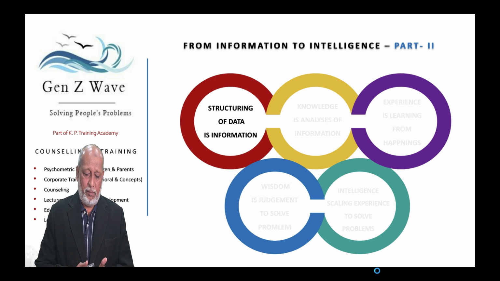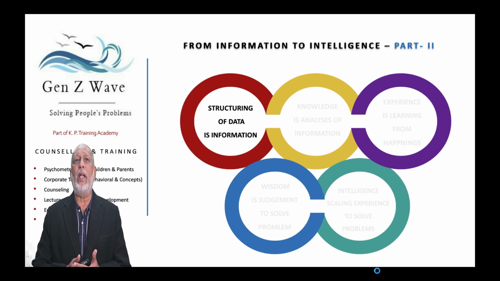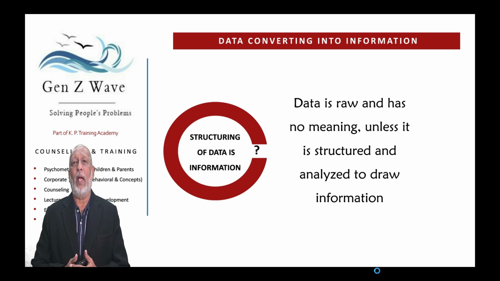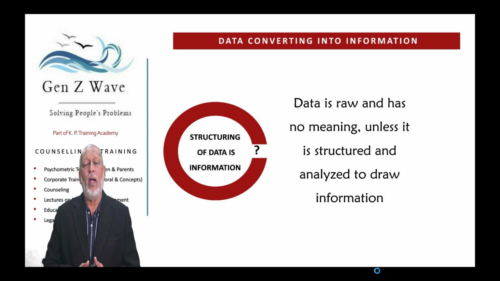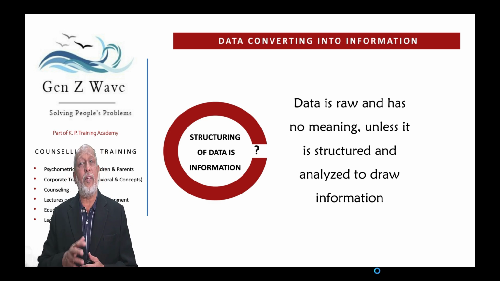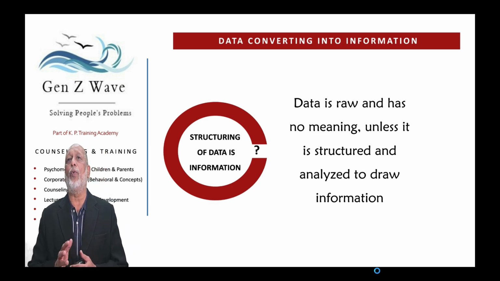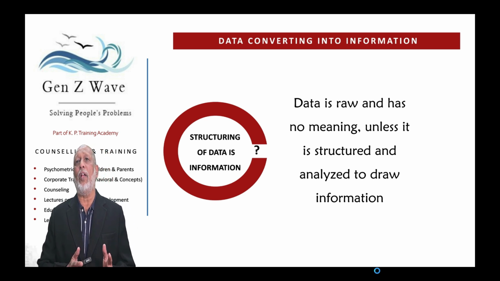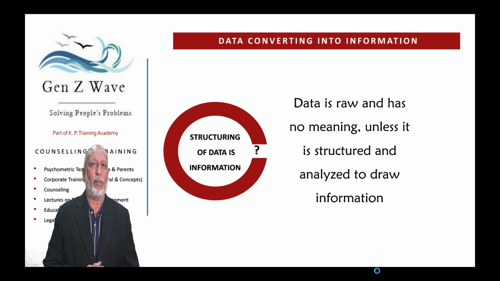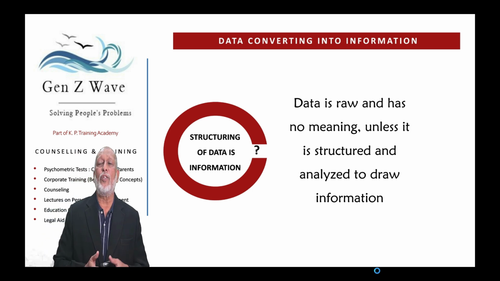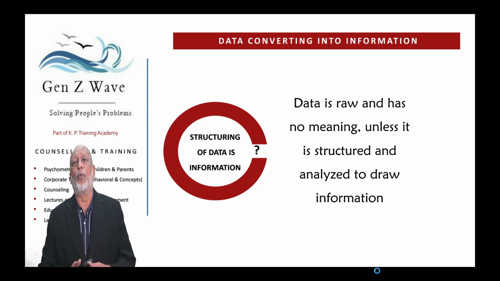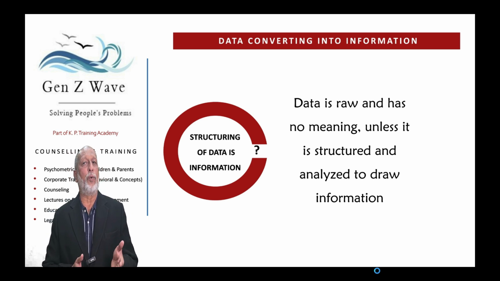Let us understand the difference between data and information. Data is always in a raw form and it does not have any meaning unless it is structured and analyzed to draw information. Collection of data is fundamental to creation of information. Hence, the authenticity of the data is very important. Raw data is not structured and hence it does not carry any meaning. To draw information, data needs to be analyzed.